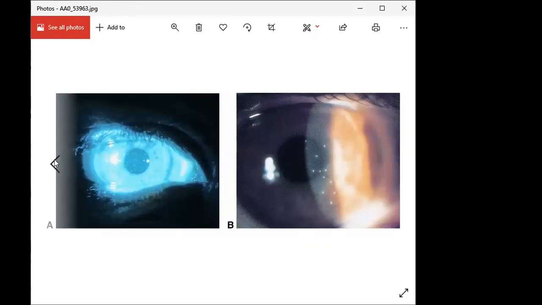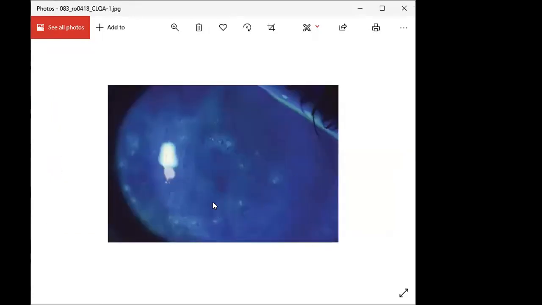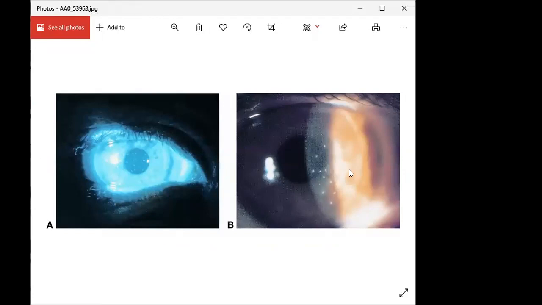If you see this picture, this is an illumination of the cornea with a blue light. There are multiple small spots here and there. This can be examined with the slit lamp. Here you see multiple bright objects. These are nothing but the cornea being affected, ulcerated. This type of keratitis is called punctate keratitis, right?